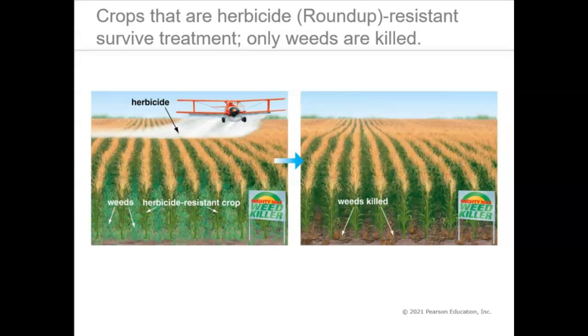And so it's important to note that this is a way to create Roundup resistant weeds as well, because you're applying selective pressure onto the population. And so eventually you're going to get super weeds that the Roundup is not going to kill, and then you have to resort to more toxic herbicides to get rid of them.